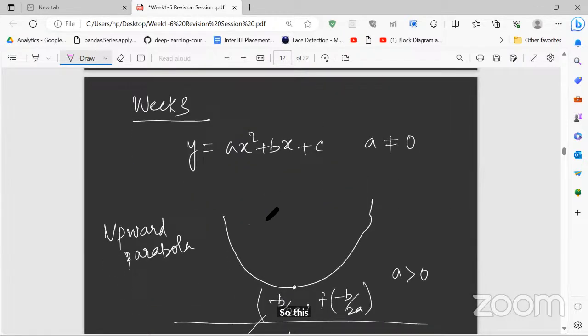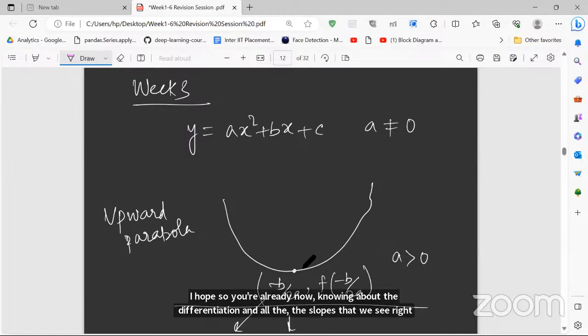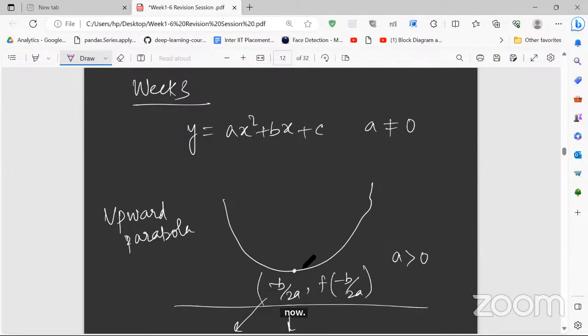Okay, let's move to week 3. Week 3 is also pretty simple. But in the questions, you can expect some minimization, maximization type of questions from me. So if you are able to remember this value, it's well and good, but I hope you are already now knowing about differentiation, like when the slope should be 0. So even if you are not able to remember the formula, you'll be able to solve this.